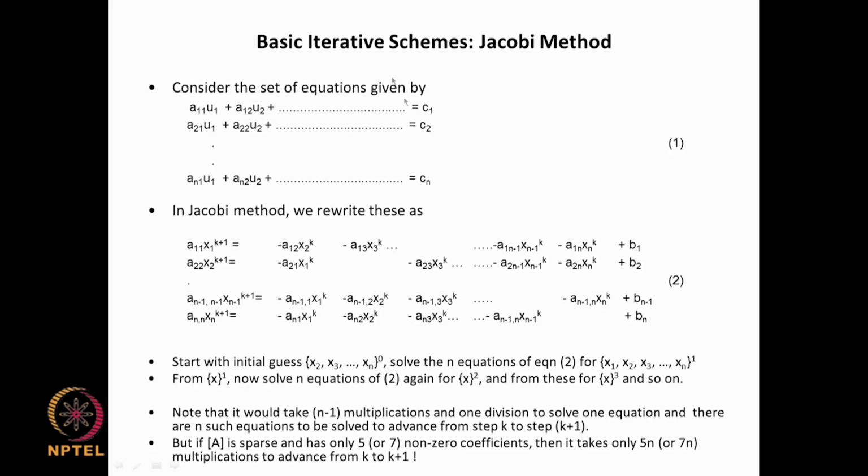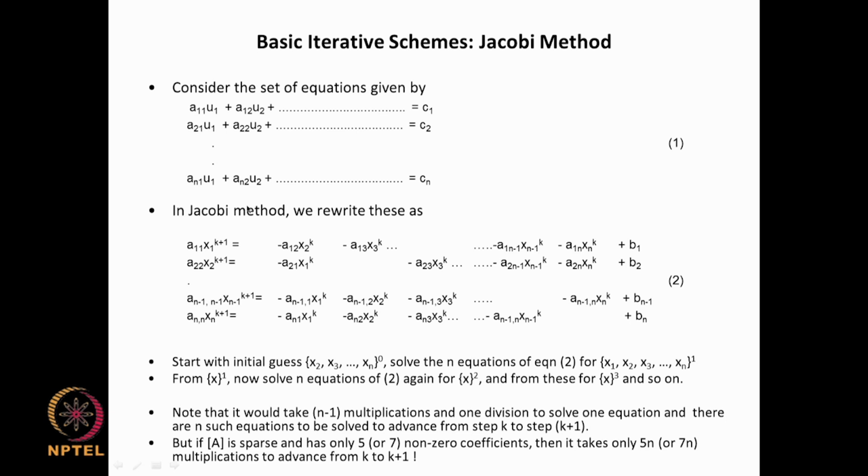Okay. So let us consider the set of equations given by a11 u1 plus a12 u2 up to a1n un equal to c1 and so on here. This u should have been x. So similarly, the second equation is given by a new set of coefficients a21 u1, a22 u2. So the same variables but new coefficients. Similarly, for the nth equation, new coefficients but the same variables. So this is a system of linear algebraic equations.